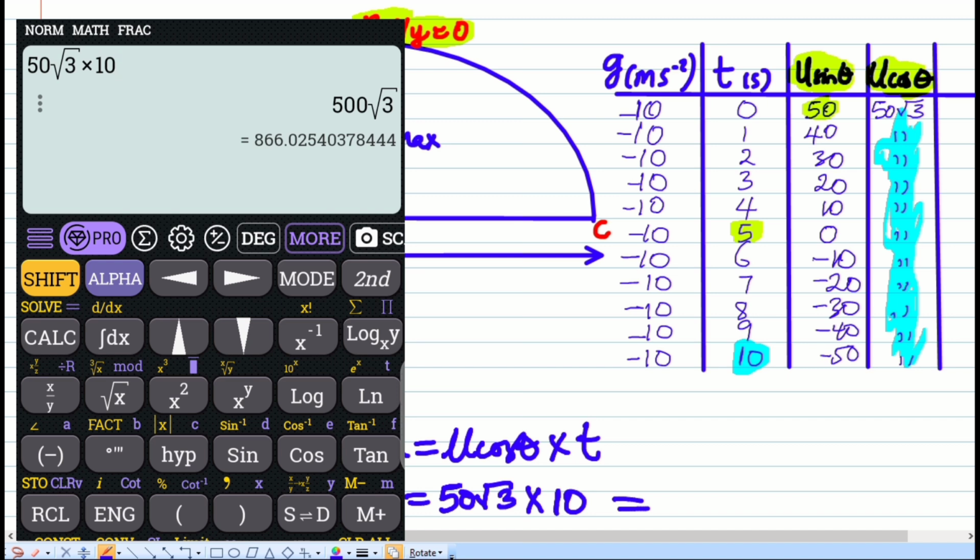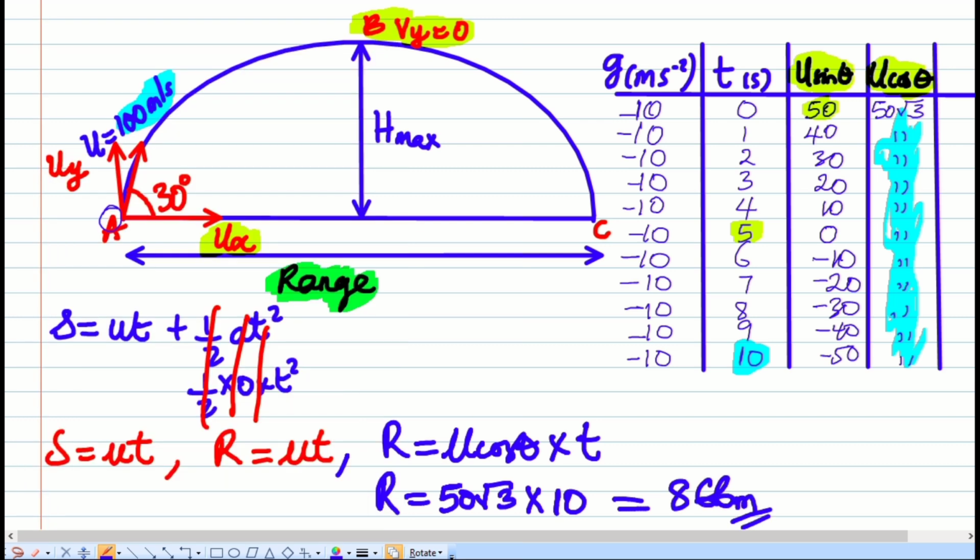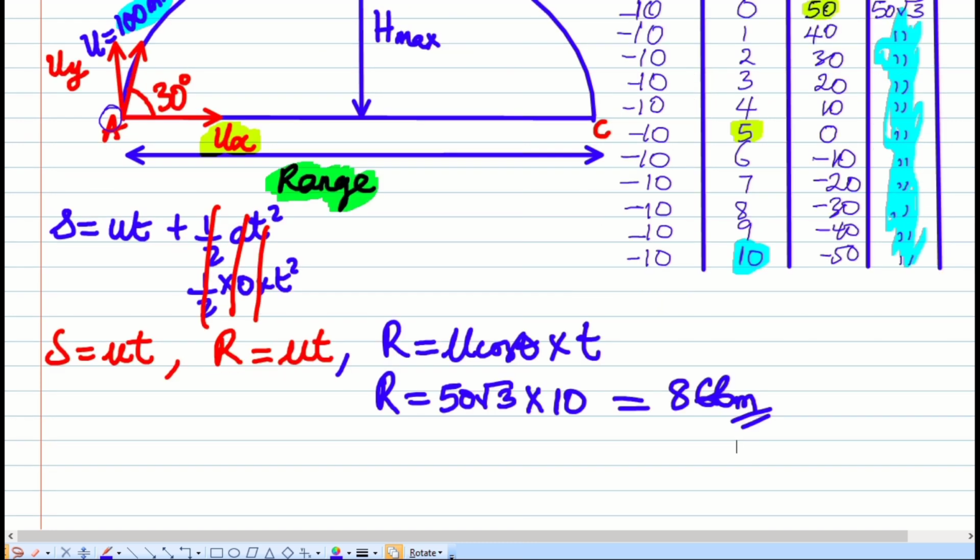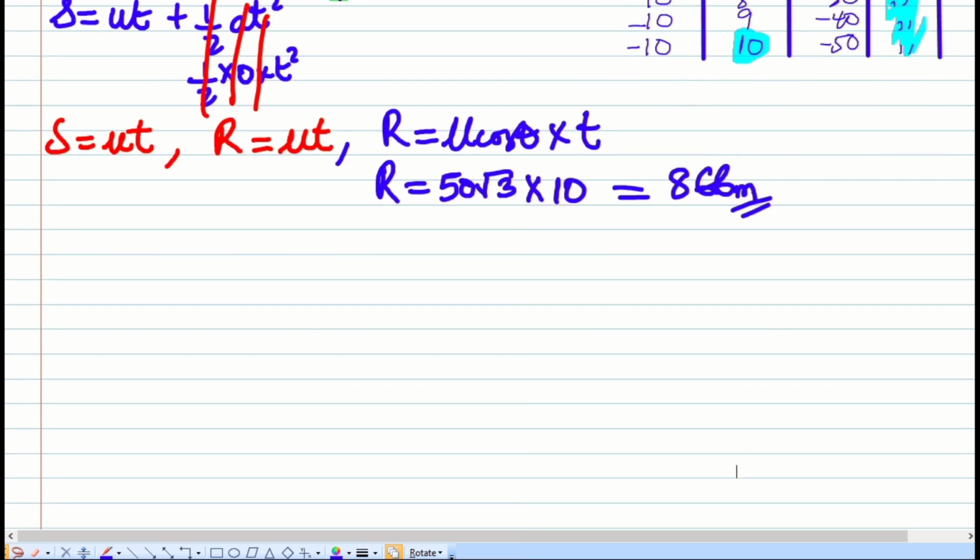So you see our answer for the range, approximated to the nearest whole number, is 866 meters. That is the range, the horizontal distance the body covered. Now let's derive the formula, use it, and also verify.